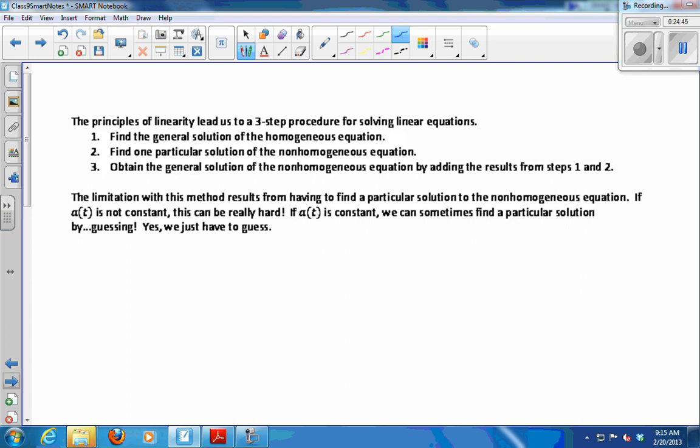And if a of t isn't a constant, if the function in front of the y is a function in t as opposed to just a constant value, it can be really hard. So we're just going to focus on when a of t is constant. So we're narrowing down the applicability of this technique. And when that's true, you can sometimes find a particular solution by guessing. Yeah, we just have to guess.